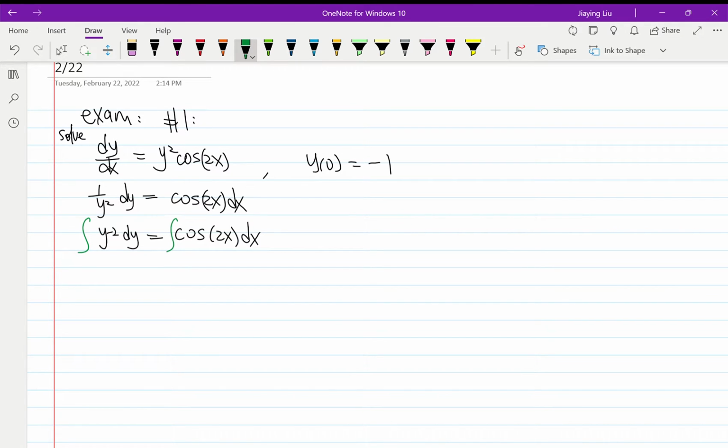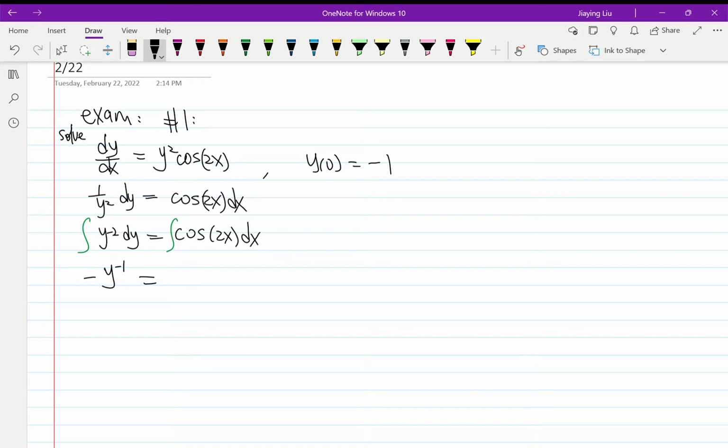So that's just adding 1 to the exponent, divided by the new exponent. The left-hand side will give us y to the negative 1, because we add 1 to negative 2. Then we're going to divide by negative 1, so that's a negative y to the negative 1. The right-hand side, when you integrate, you have to be a bit more careful, because it's 2x inside cosine.